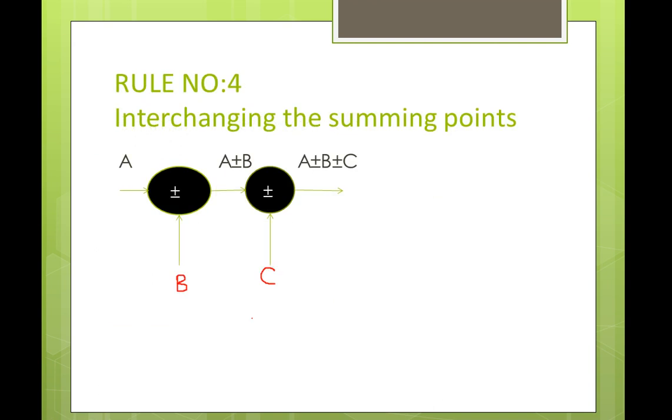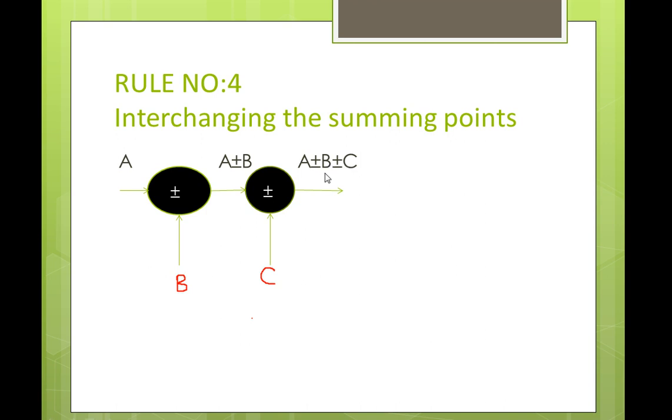And rule number 4 is interchanging the summing points. For example, if you are having two summing points, the summing points are used to represent the merging of signals. Here I am applying some A and here I am applying some B. So the overall output is A plus or minus B. And again I am applying some other input C. So the overall output is A plus or minus B plus or minus C.